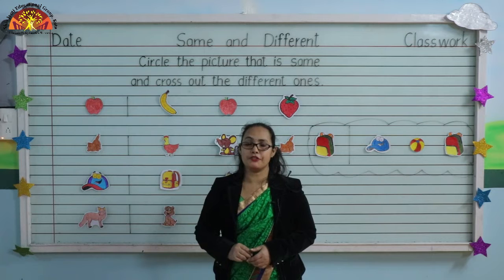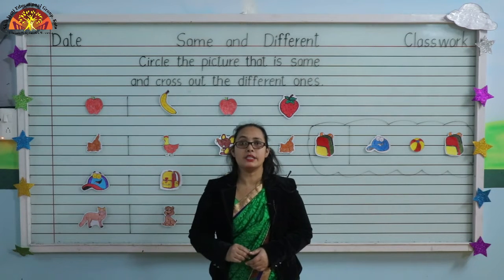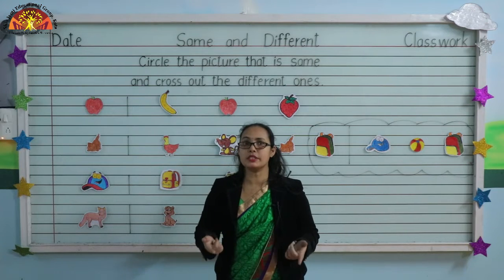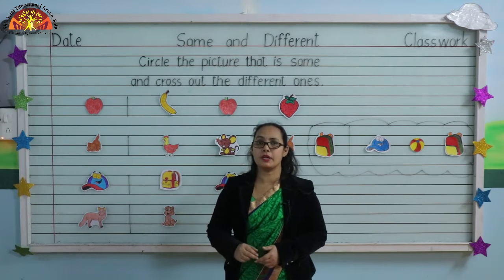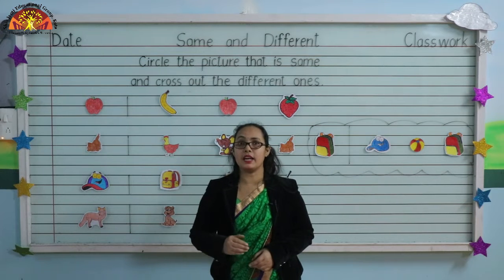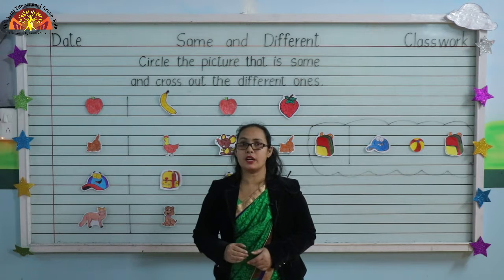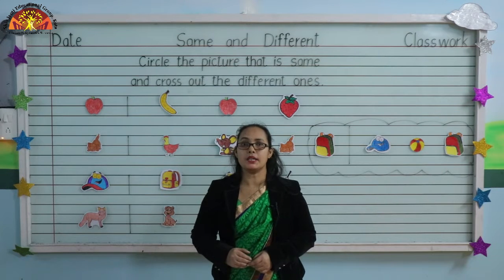Kids, today I am here with a new topic, same and different. Do you know what is same and different? Okay, I will tell you. Kids, same means ek jaisa. Yes, exactly like each other or identical. And different means alag, something different from others.